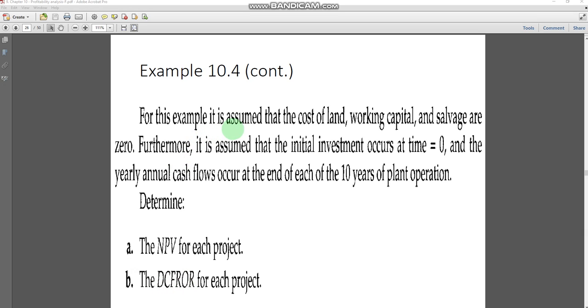So for this example, it is assumed that the cost of land, working capital and salvage are zero. So these three terms are taken as zero. Furthermore, it is assumed that the initial investment occurs at time zero and the yearly annual cash flows occur at the end of each of the 10 years of the plant operation.